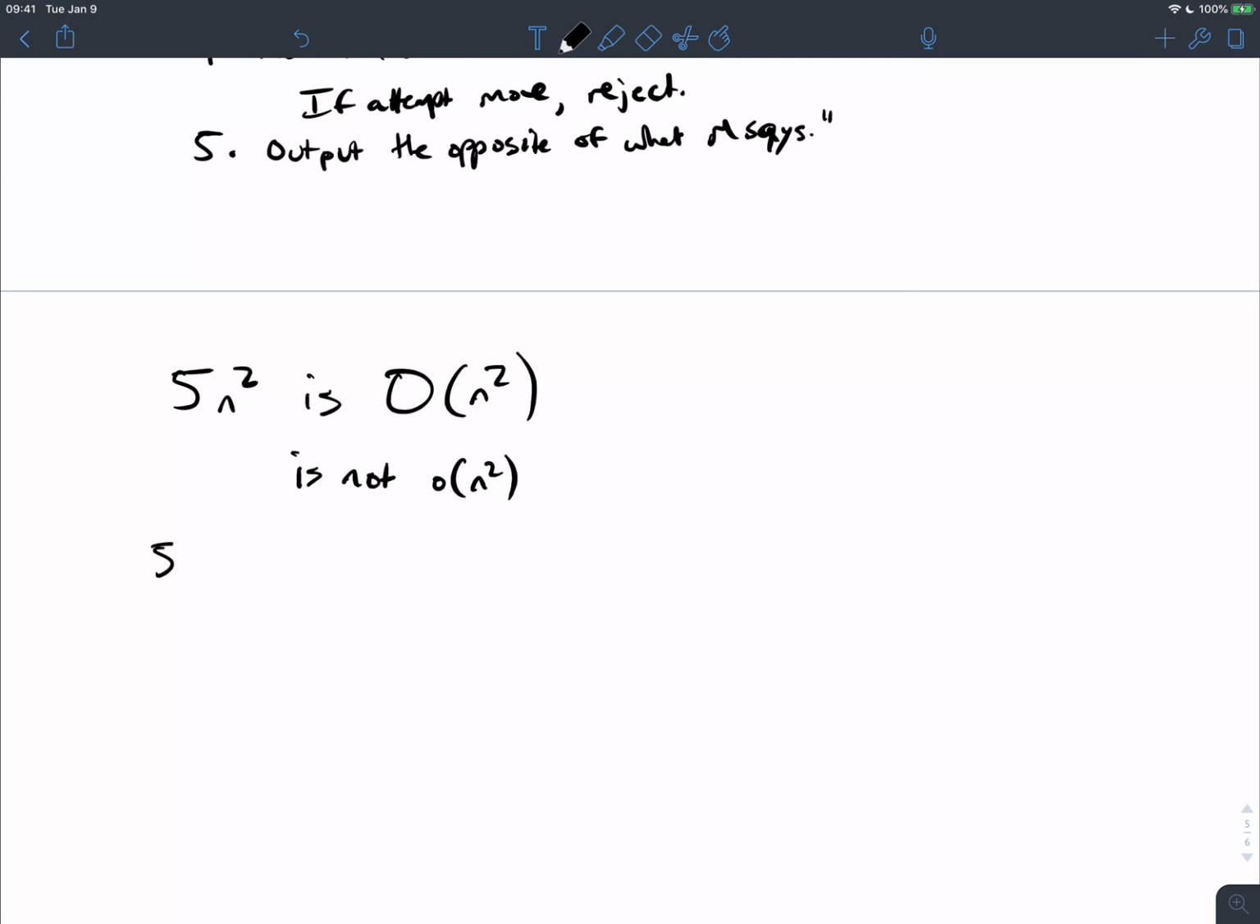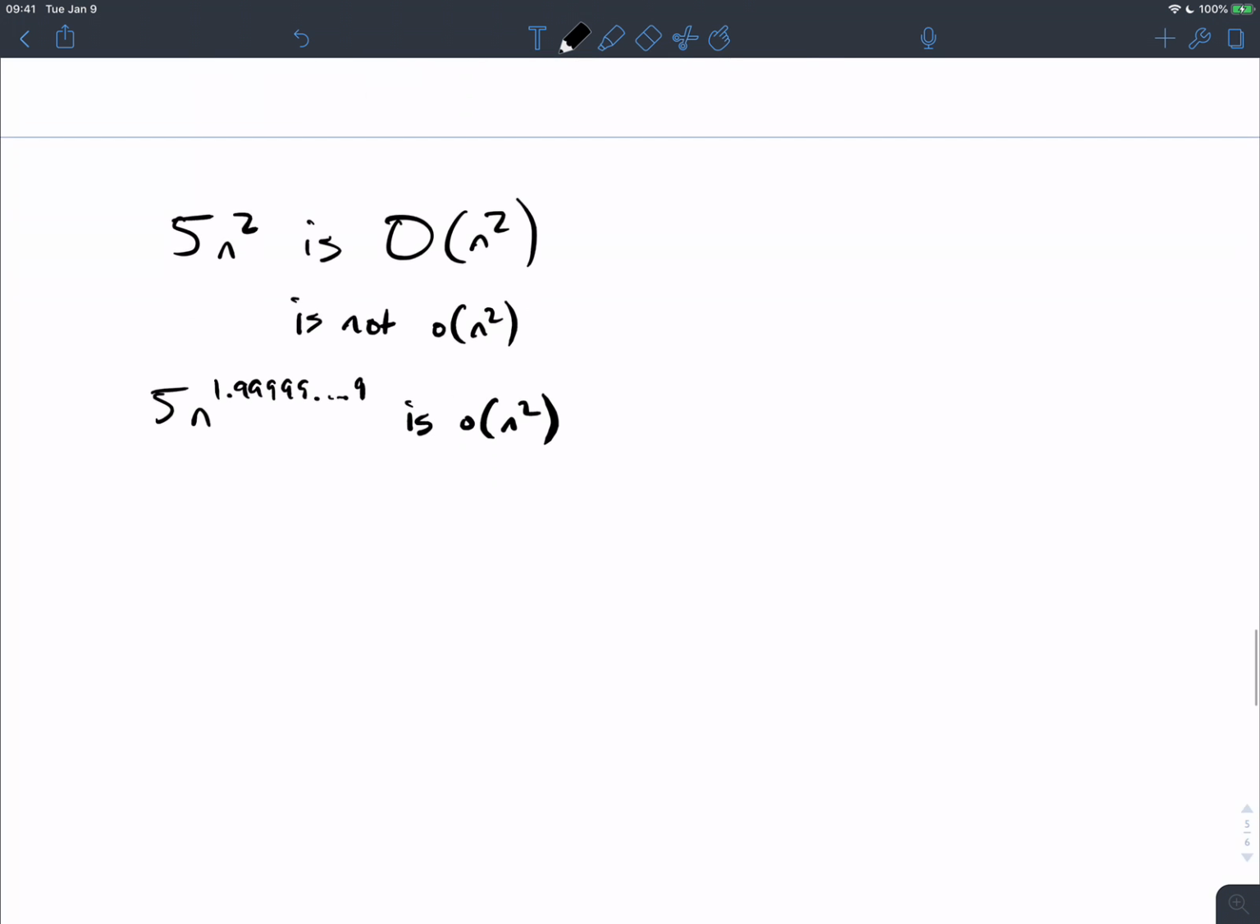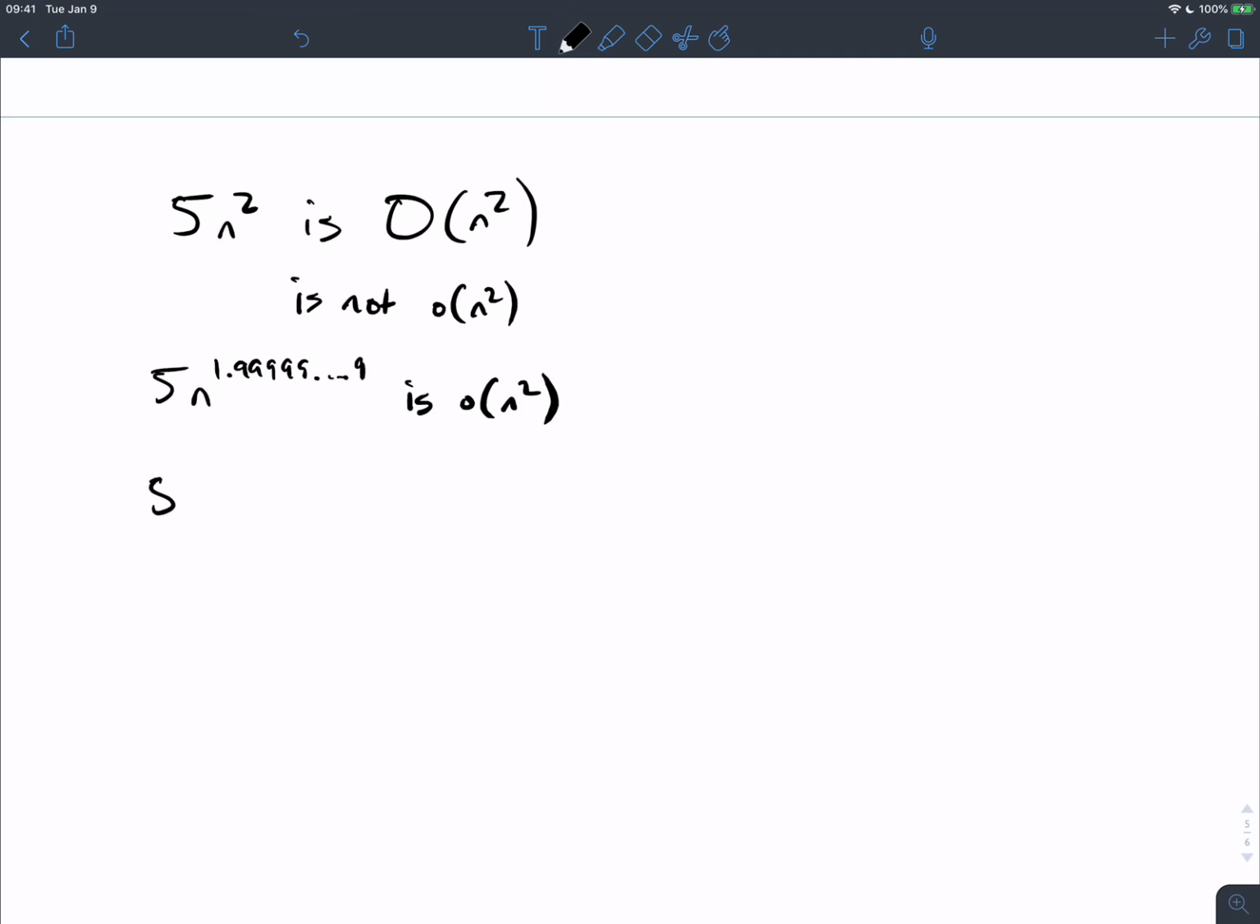But if we considered instead 5n to the 1.9999, as many nines as you want, that is little o of n squared because it runs strictly asymptotically slower than n squared. Another one you can do is 5n squared divided by log n, even less of a change than the 1.9, and that is also little o of n squared because it runs asymptotically slower than n squared.